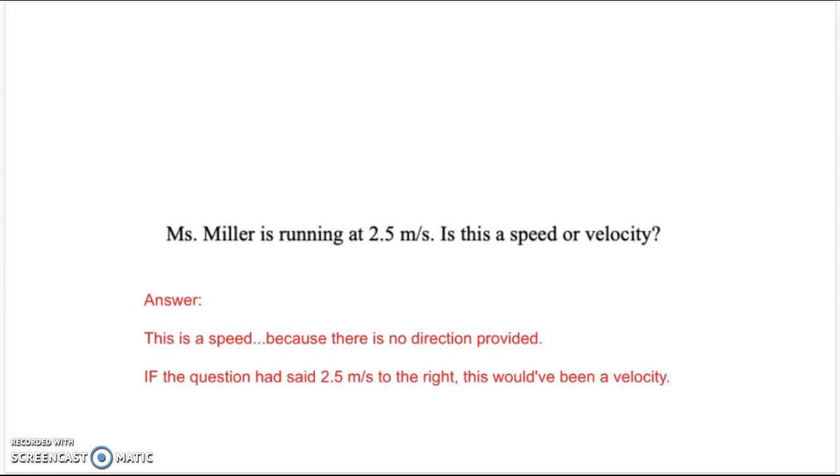The answer to this question is that Miss Miller at 2.5 meters per second, that is her speed because there is no direction provided. If the question had said something like 2.5 meters per second to the right, or in the northwest direction, or negative 2.5 meters per second, then it would have been a velocity.